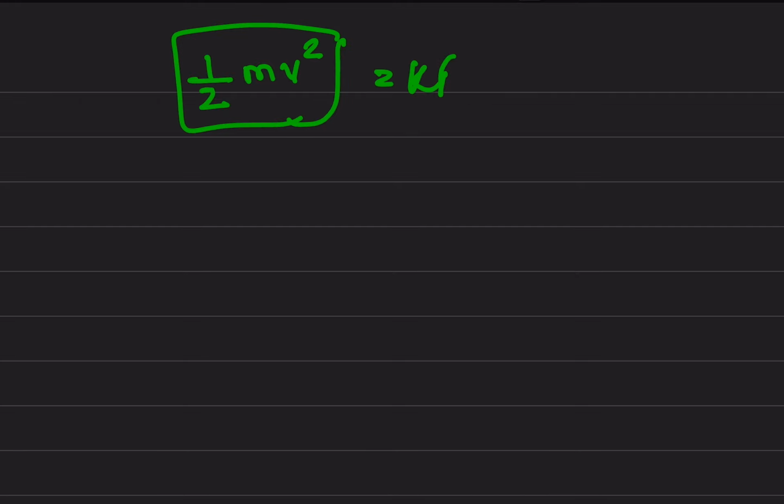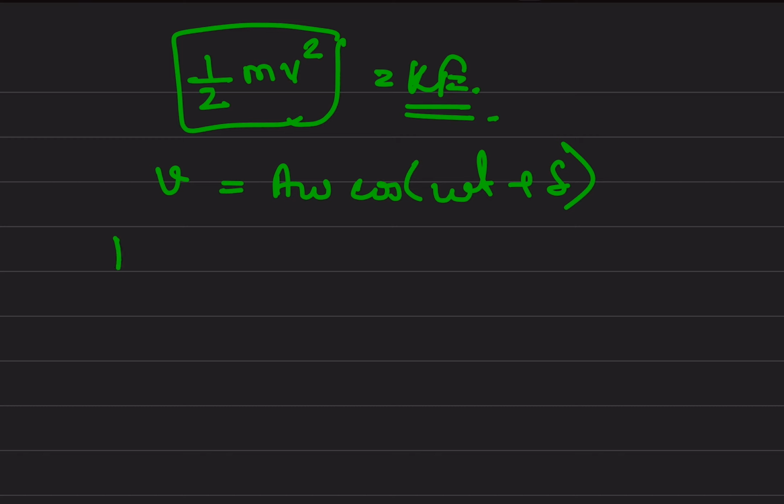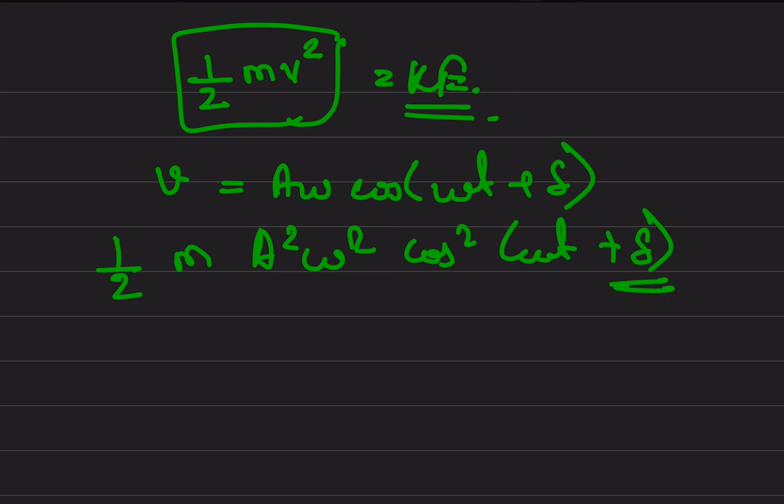Now, how will the kinetic energy be written? It is half m v square. The function of velocity is a omega cos (omega t plus delta), so the kinetic energy function becomes half m a square omega square cos square (omega t plus delta). This is how the kinetic energy changes in terms of time. The maximum velocity will be a omega.